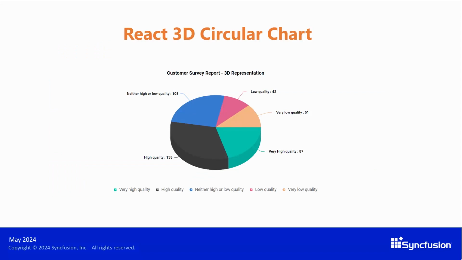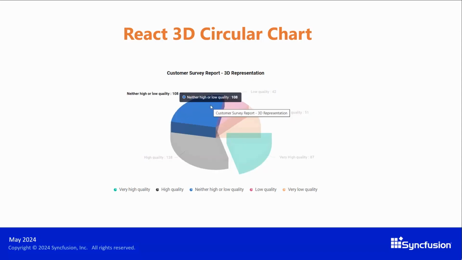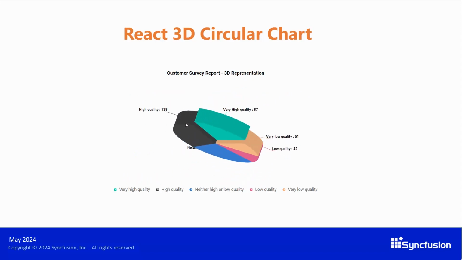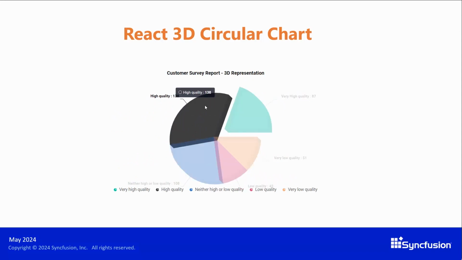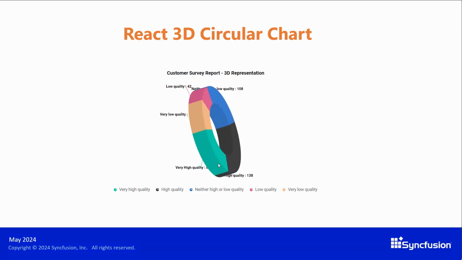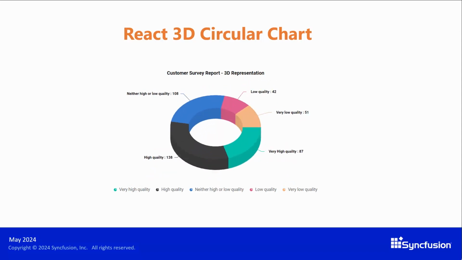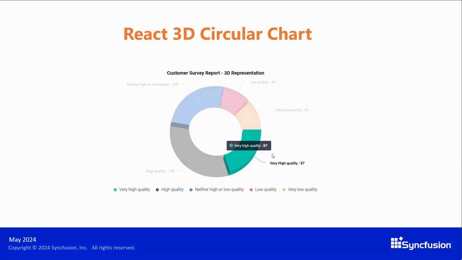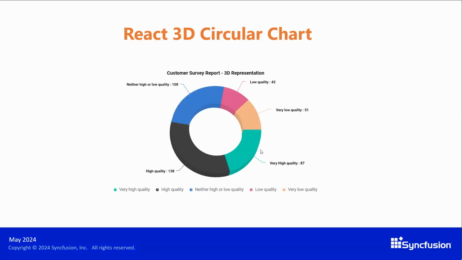In this webinar, I am going to show you how to visualize a customer survey report using React Circular 3D charts. In this example, I am not going to create any feedback report. Instead, I am going to visualize the report in 3D representation using our brand new React Circular 3D chart component. The React Circular 3D charts provide a graphical representation of data in three dimensions with each slice size indicating its proportion relative to the entire data set. Unlike traditional 2D charts, 3D charts add depth to visualization, providing a better understanding of data patterns.